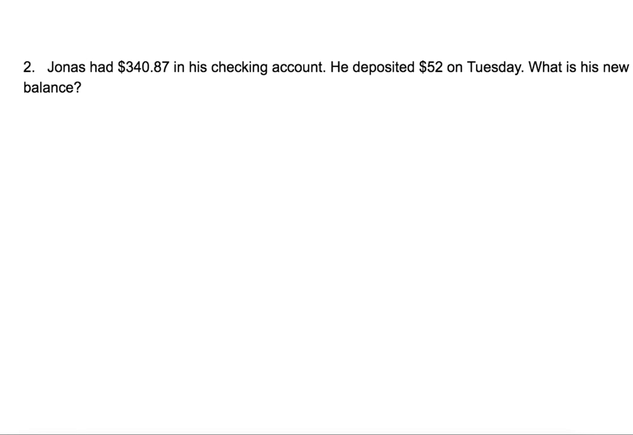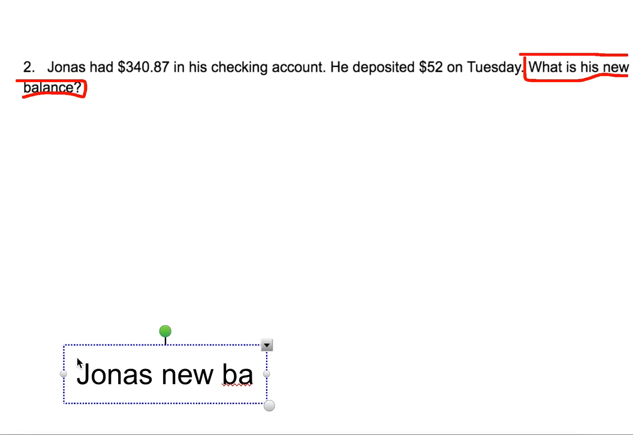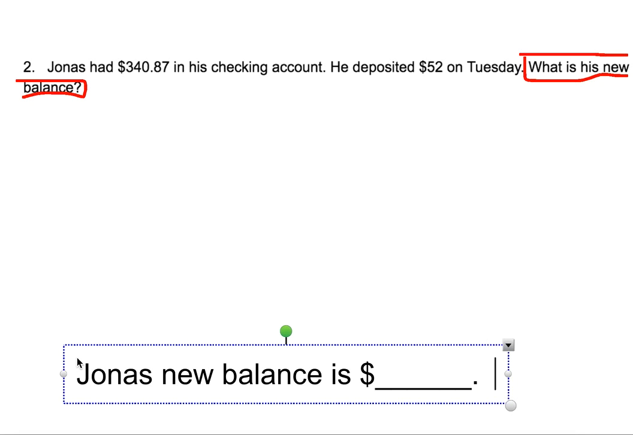Well, let's try one more. And then you're going to try the next one on your own. Jonas had $40.87 in his checking account. He deposits $52 on Tuesday. What is the new balance? So here is my question. So let's write a sentence. Jonas' new balance is blank. Don't forget your dollar sign.